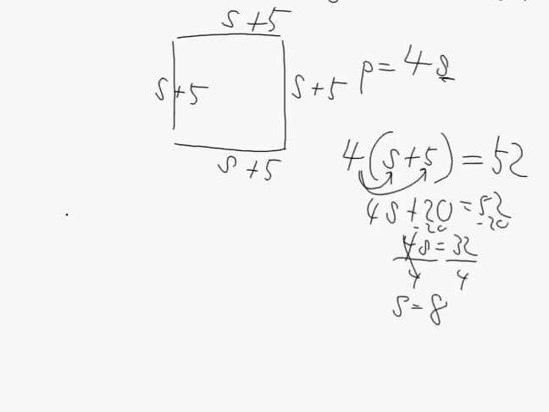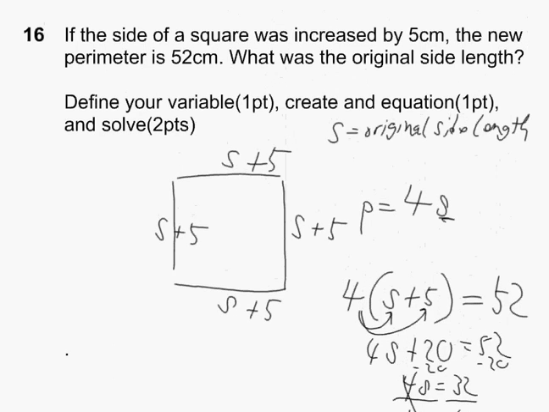Okay, so we go back. I now know the original side length was 8. So in the original square, it looks like this: 8, 8, 8, and 8, which means the perimeter of the original square was 32, and the perimeter of this new square was 52. Interesting.